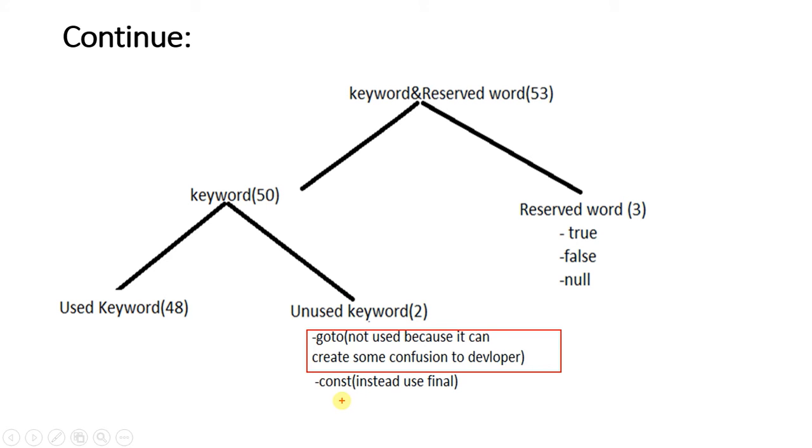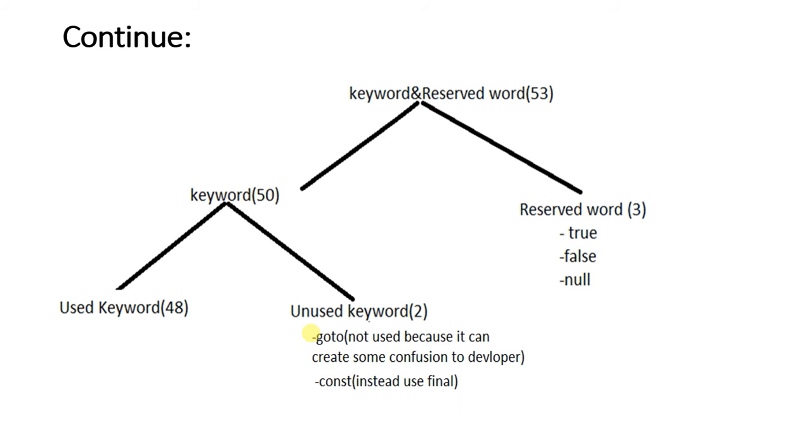Why can it create confusion for developers? Because in C and C++ we can use the goto statement: suppose one statement is there and we want to go to another statement, at that time we can use goto. And another one is const. This keyword is not used, sorry, because instead you can use the final keyword.